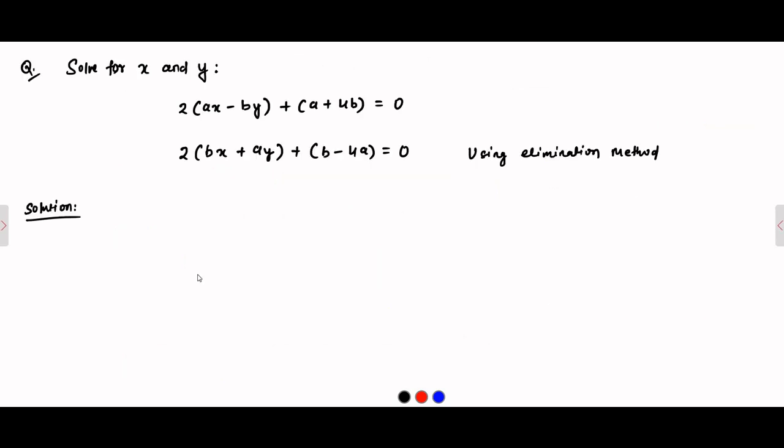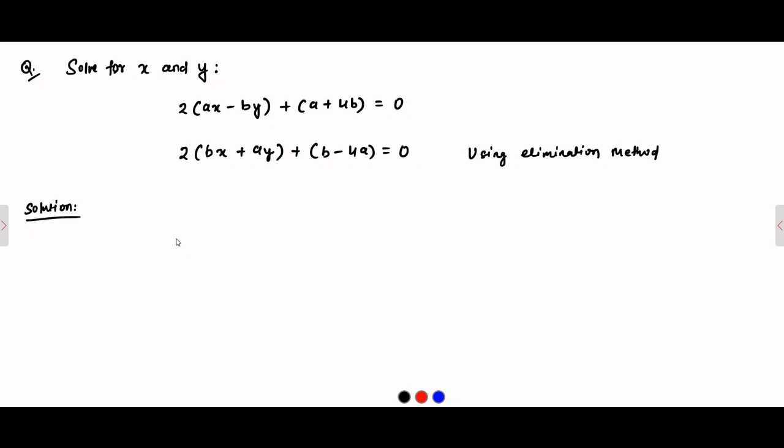So here is another question on solving linear equations in two variables using the elimination method. So we have to solve for x and y. It is given the two equations. They are 2 into (ax minus by) plus a plus 4b is equal to 0. Second one, 2 into (bx plus ay) plus b minus 4a is equal to 0. So first we'll write the equations. So we will open the brackets and write them with the respective x and y coefficients, in the format ax plus by is equal to c.